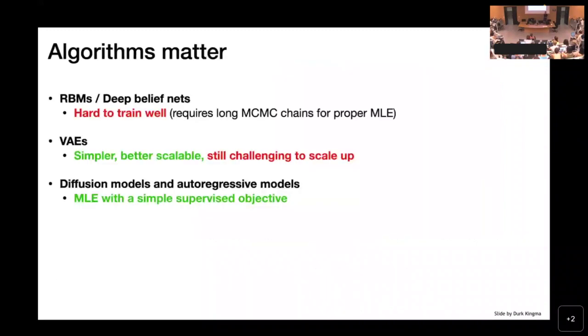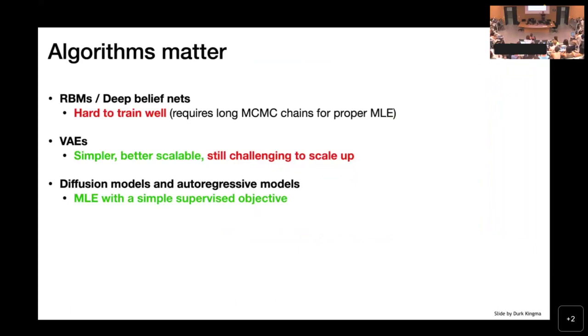That being said, algorithms still matter a lot also. It's not just compute. In particular, something like these restricted Boltzmann machines or these deep belief nets, they wouldn't be so easy to scale up. It's not like you just put them on the TPU and they would do the same thing. We have also made a lot of advances in algorithms.